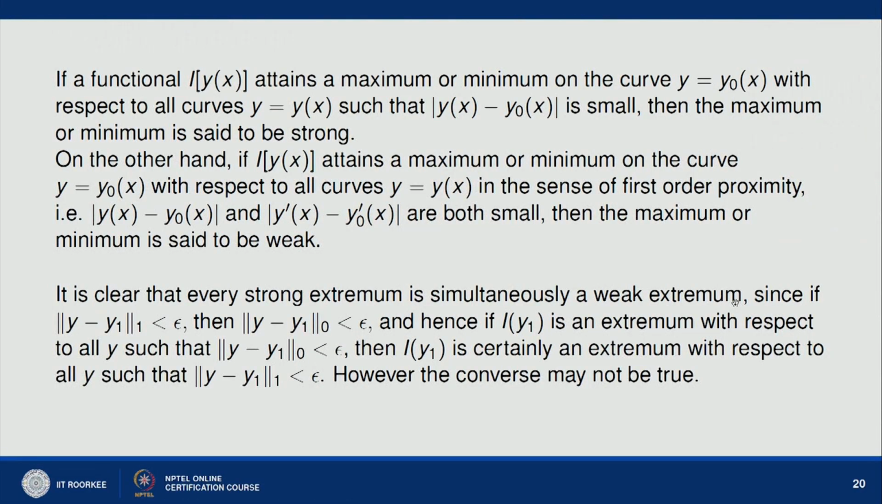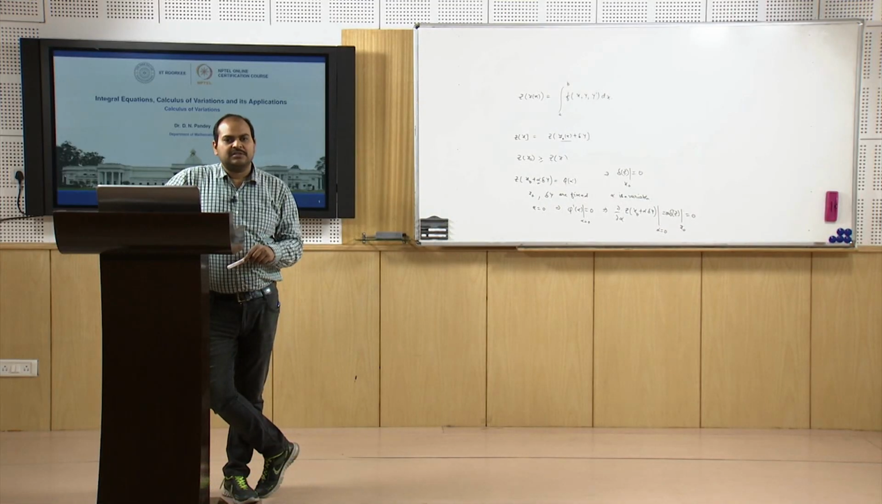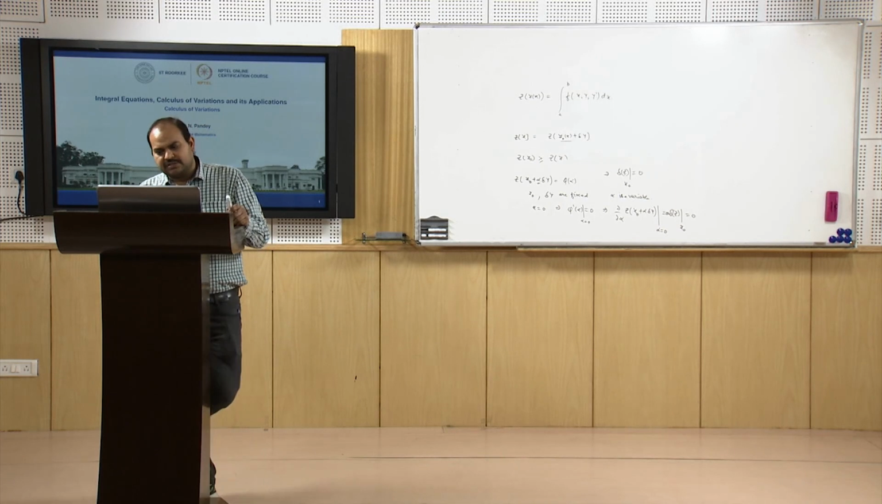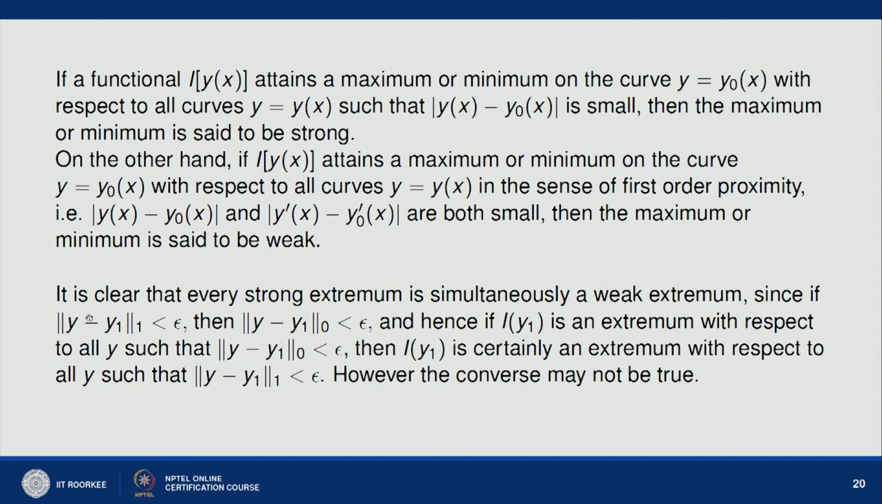It means that if we have a strong extremum, then we can say that it is a weak extremum as well. Here extremum means either maxima or minima. Let us see how this is clear. If y is close to y1 in the sense of first order proximity, then both y dash of x minus y naught dash of x is small and y of x minus y naught of x is small.